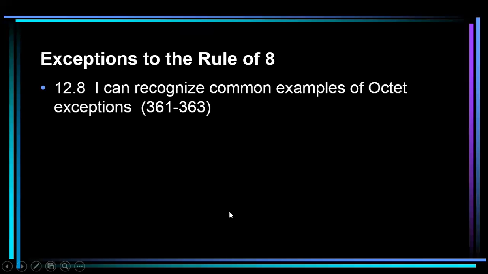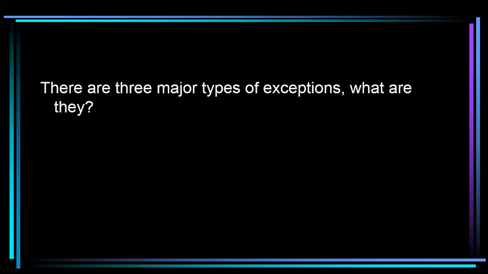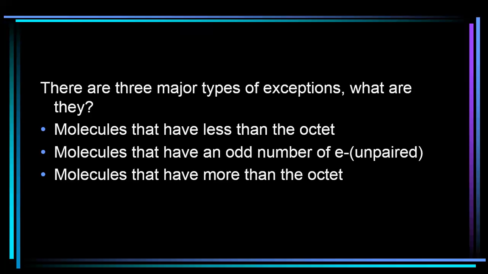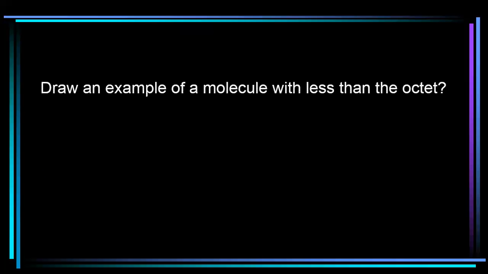I can recognize the common examples of octet exceptions. There are 3 types of exceptions. Molecules that have more than 8, molecules that have less than 8, and then there's molecules that have an odd number of electrons. How many times did you count up electrons and you had an odd number? Never. But it is possible. What do you mean an odd number? You'll see. All right.